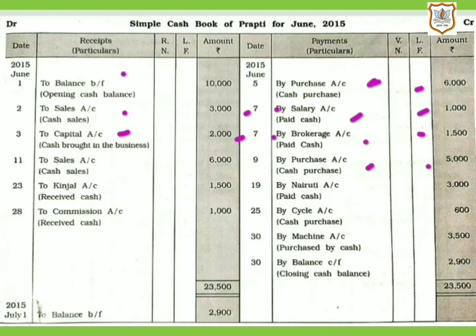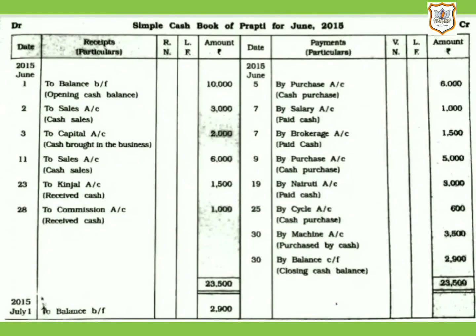Then date 19, rupees 3,000 paid to Neruti for goods purchased in the previous month. Here we had purchased goods from Neruti in the previous month, and now we are paying her the amount of rupees 3,000. So as cash is going out of business, we will record it on the credit side or payment side by Neruti account. In the amount column we will write 3,000.